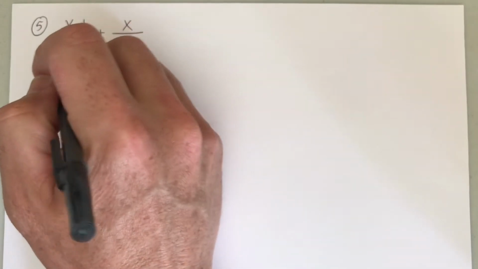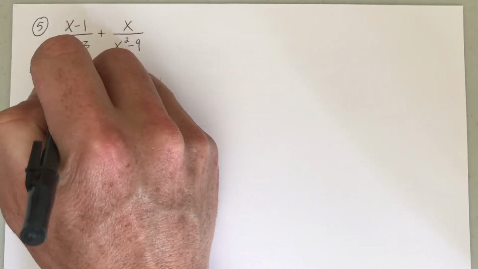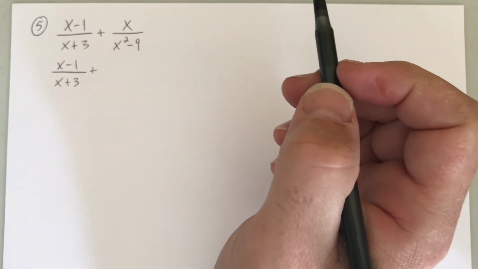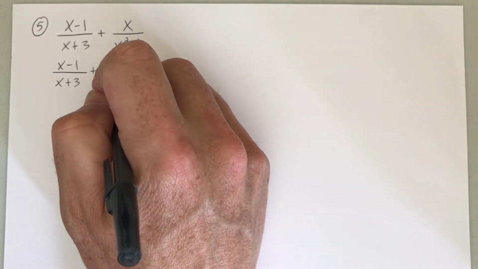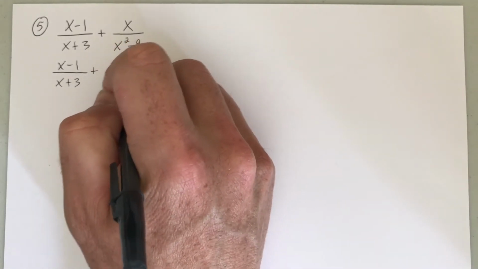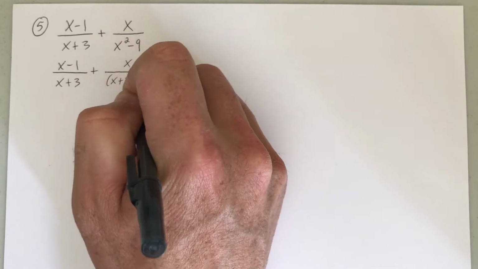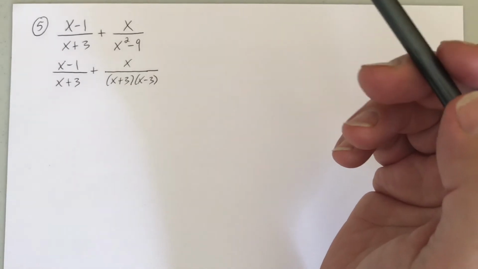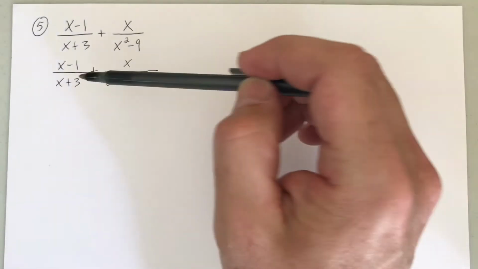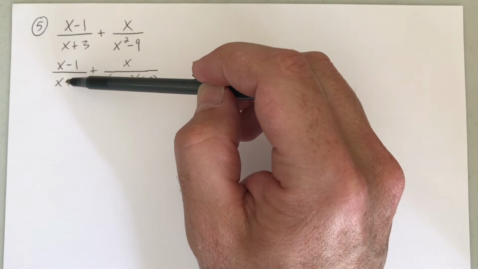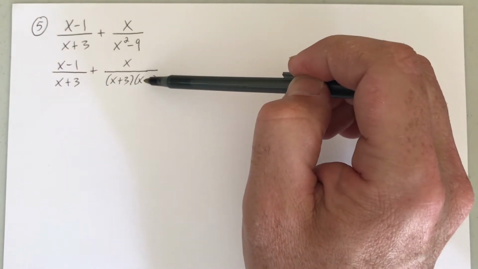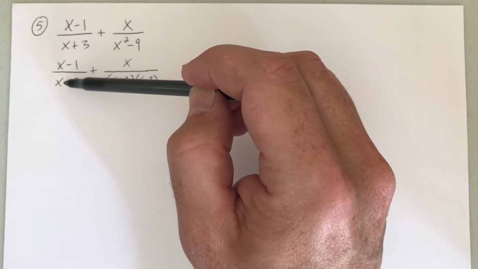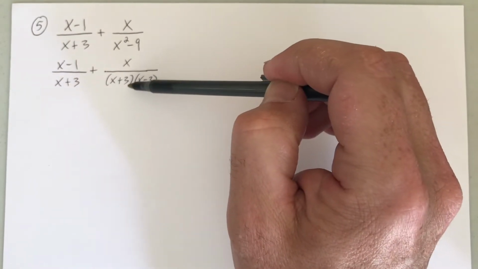So here there's nothing I can do. I got the x minus 1 over the x plus 3. But then when I look here, I got x squared minus 9. Hopefully you recognize that's the difference of squares. So this actually factors to x plus 3 times x minus 3. So that will help you find your least common denominator. Because now when I look, I got the x plus 3 here, and then here I got x plus 3 times an x minus 3. Well, I can multiply x plus 3 times x minus 3 here and then have that common denominator.